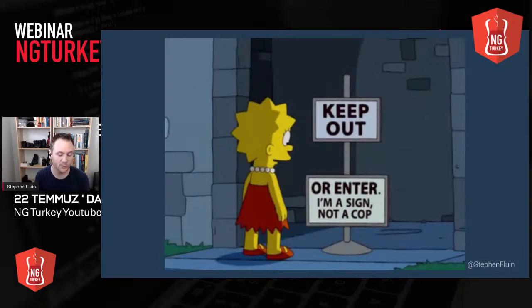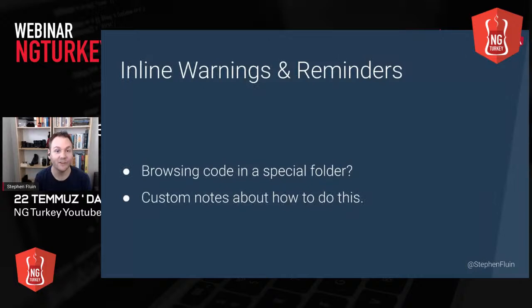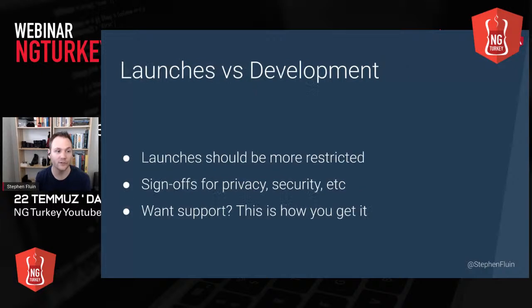A lot of policies at Google are signs, not a cop. I love this picture from The Simpsons, where a lot of these things aren't enforced. They're not mandated. They're just, hey, you should do this, right? And then we trust individuals that if they're deviating, they probably have a good reason. So we have things like inline warnings and reminders. If I am trying to bring code into that third-party folder, for example, there'll be a little pop-up that says, hey, just a reminder, if you're trying to do this, here's the process for doing this. So we give people contextual information around the right thing to do so they can make the right choice instead of just having to go through extra hoops.